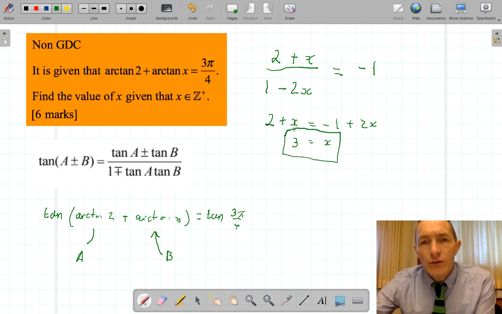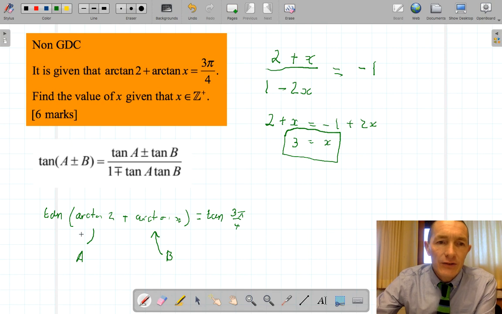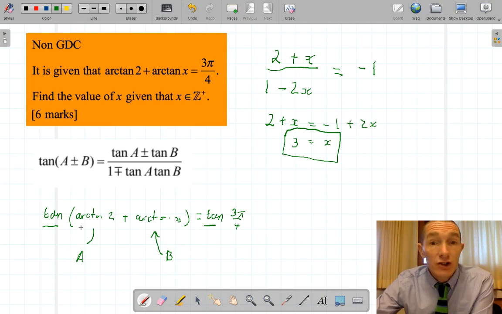A very straightforward solution if you can identify this part here, taking the tans of both sides and recognizing that the tan arctan 2 is just going to be 2, your value of a.